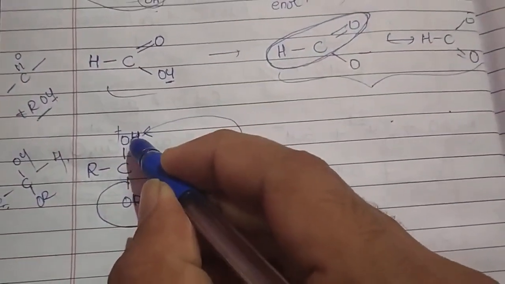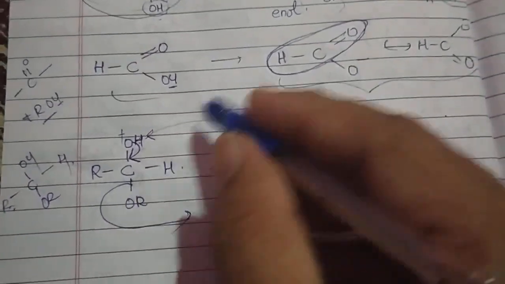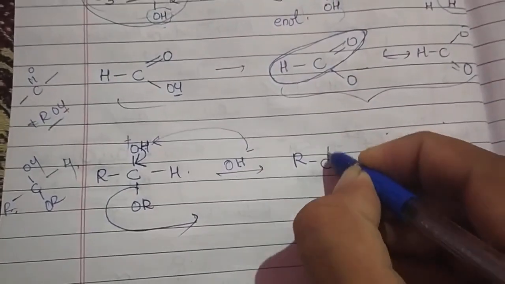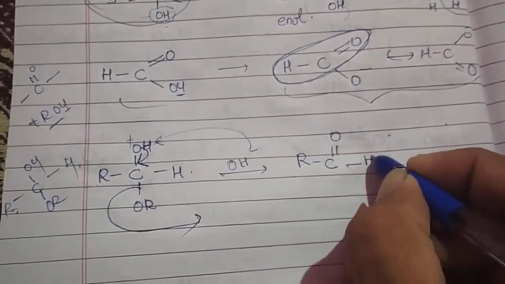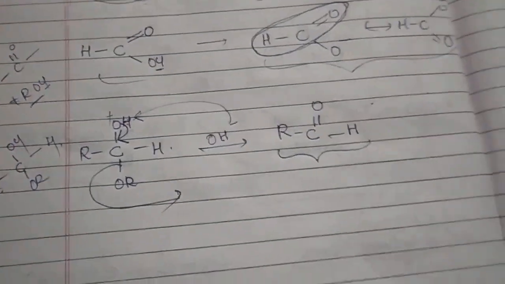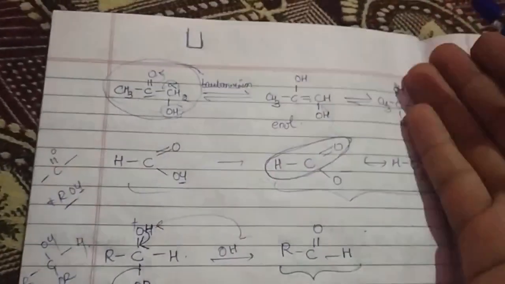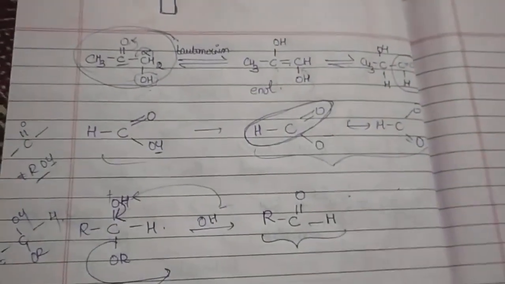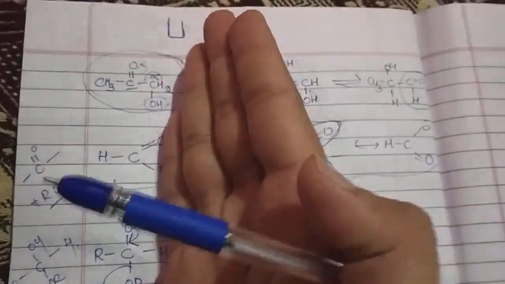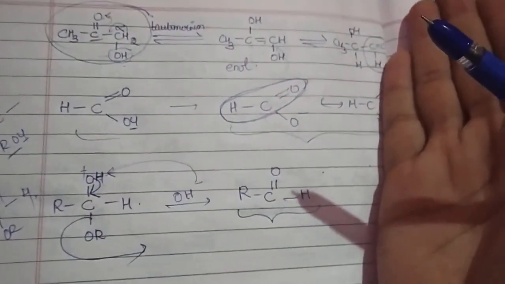So it takes those electrons here. So what happened, H2O went out, OR minus went out, and what remains is R C double bond O and a H. So from the hemiacetal, once again we are getting our aldehydes. Yes or no? So in all the three cases, what is the main thing we are observing? Though the main reactants were different, within themselves they are converting to aldehydic structures.